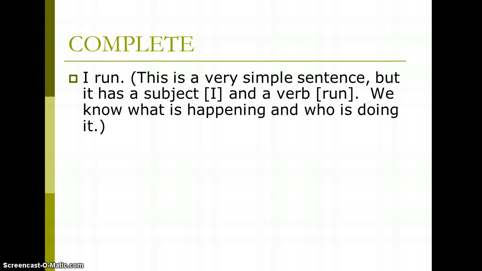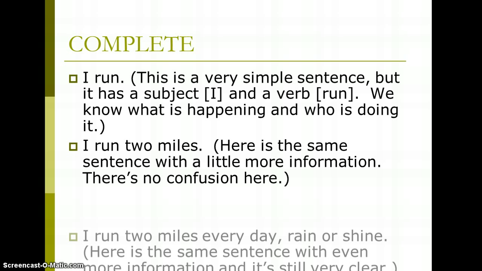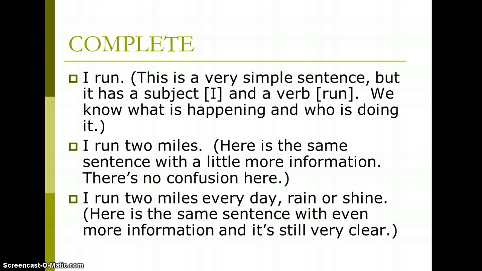Let's take a look at some complete sentences and see what we can make of that. I run. This is a very simple sentence, very short, but it's got a subject, the word I, and it's got a verb, run. We know what's happening and we know who's doing the action. I run 2 miles. Here's the same sentence with a little more information. There is no confusion, but there is a lot of clarity here. I run 2 miles every day, rain or shine. Same sentence, more information. It's all very clear.